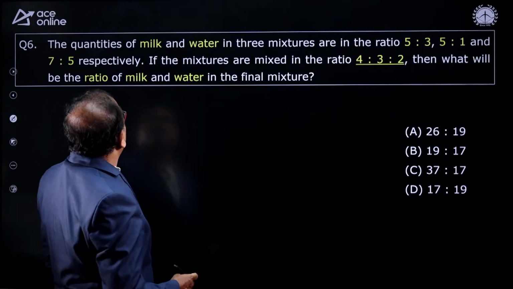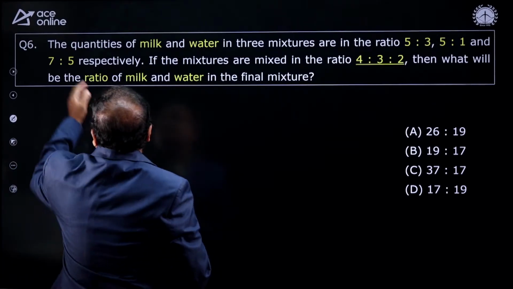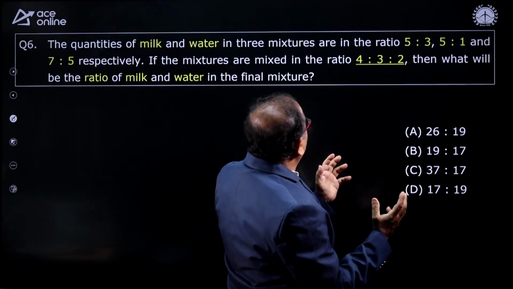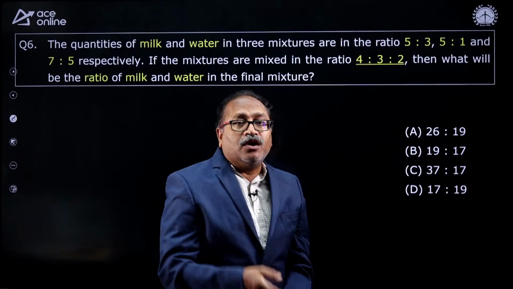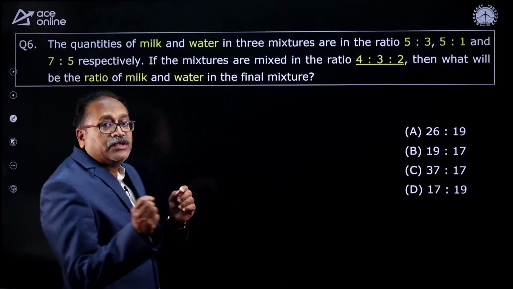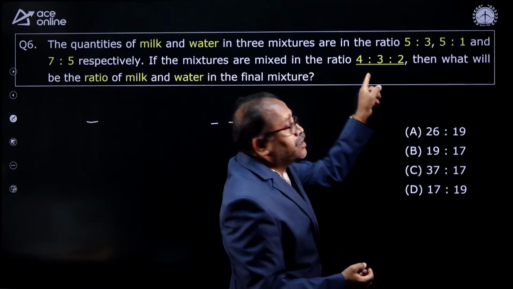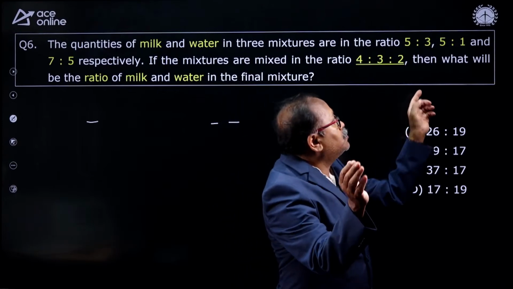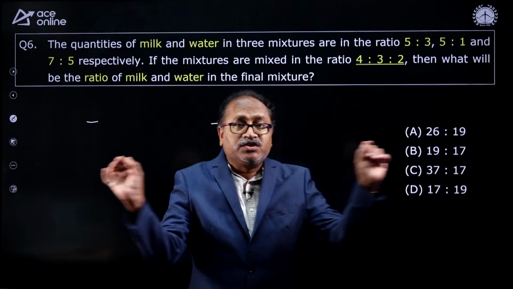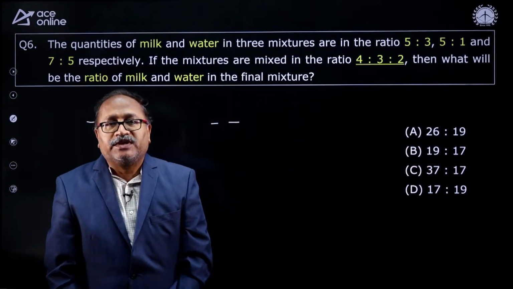So, the next question here, 5A and 5B are similar types of questions. Moving to the next question, question number 6. The quantities of milk and water in 3 mixtures are in the ratio of 5:3, 5:1 and 7:5 respectively. If the mixtures are mixed in the ratio of 4:3:2, then what will be the ratio of the milk and water? Most important question, the most important question for all competitive exams.